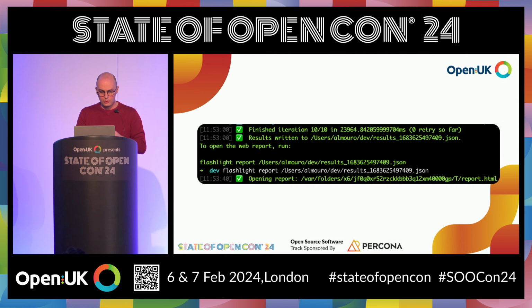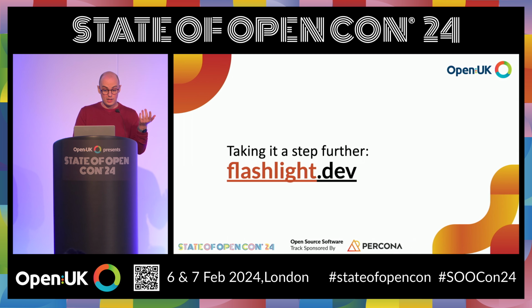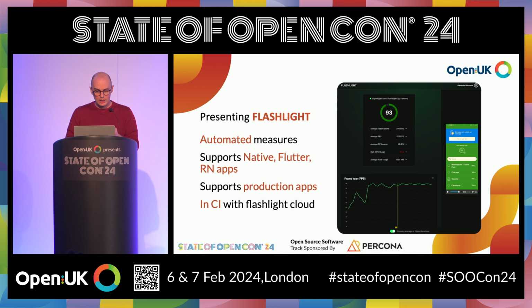So we've shown this end-to-end performance testing, and that was taking it a step further, flashlight.dev. And, oops, sorry. We believe that at this point, we have a good candidate for being a lighthouse for mobile apps called Flashlight, with automated measures, supporting native, Flutter, React Native apps, production apps, and you can use it in CI with Flashlight Cloud. And the link is not there, but it's on github.com/bamlab, BAMLAB/flashlight.